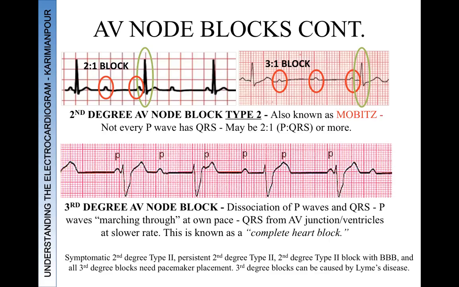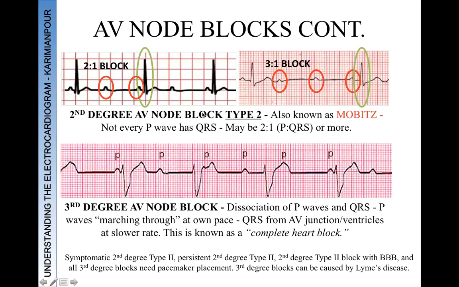And so a second degree AV node block type 2, or a Mobitz 2 if you're going to call type 1 a Mobitz 1, is when not every P wave is conducted and has a QRS attached to it. There may be different ratios, so you may have a 2-to-1, a 3-to-1, 2-to-3, and so on and so forth. So here is an example of 2-to-1. You have 2 P waves to every QRS, and then 3-to-1, you have 3 P waves to every QRS, and so on and so forth.